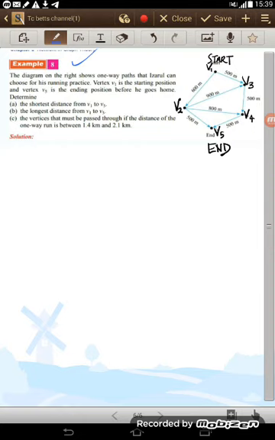A diagram on the right shows a one way path that Izarul can choose for his running practice. Vertex one is the starting position. This is very important that you know where the starting position is. And vertex five is the ending position before he goes home. So the question is, determine A, the shortest distance from vertex 1 to vertex 5. That means from the start to the end of his running practice.